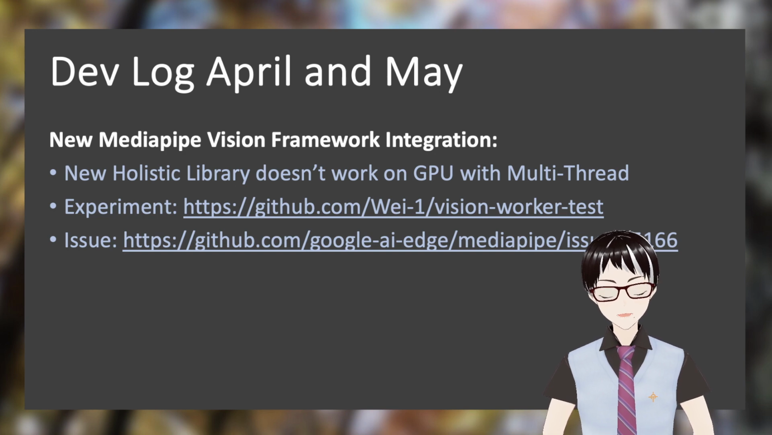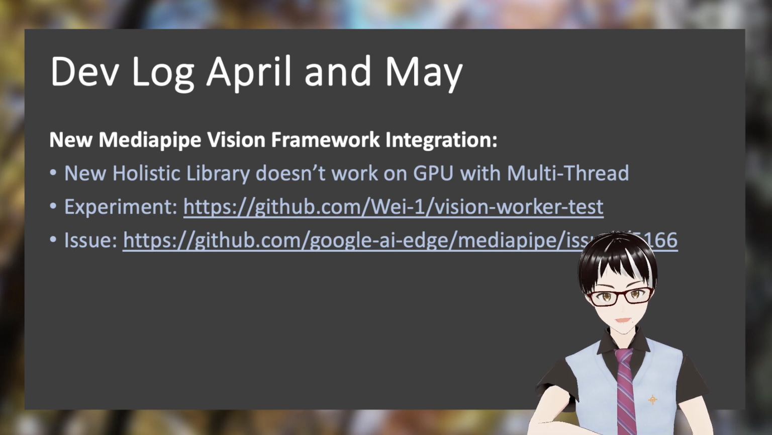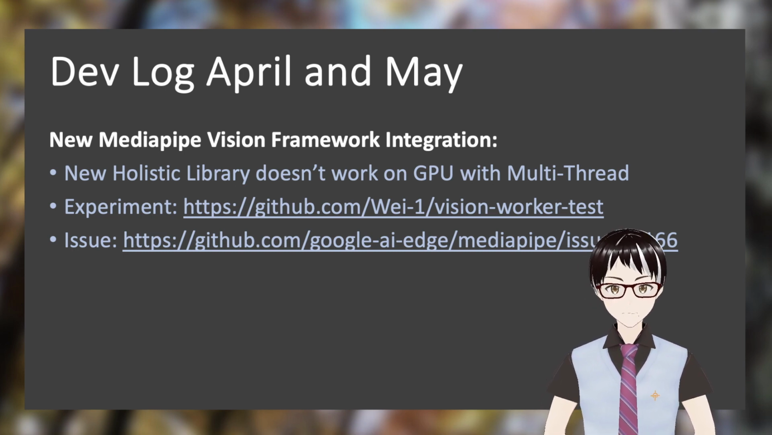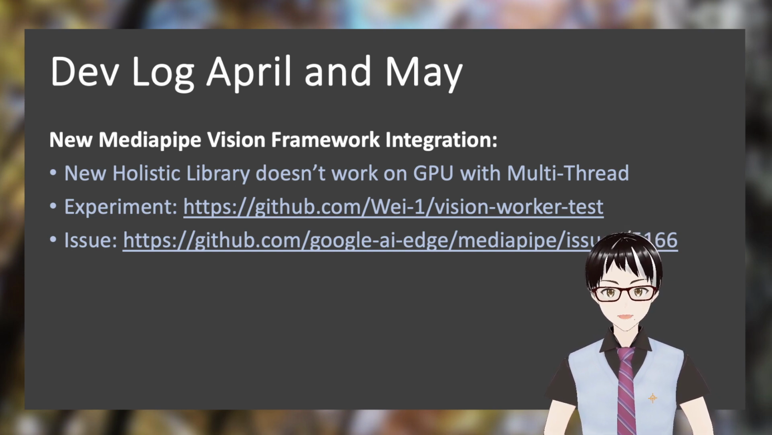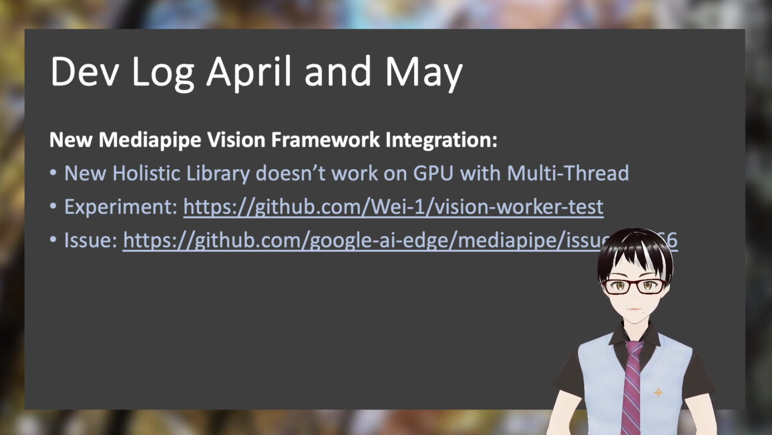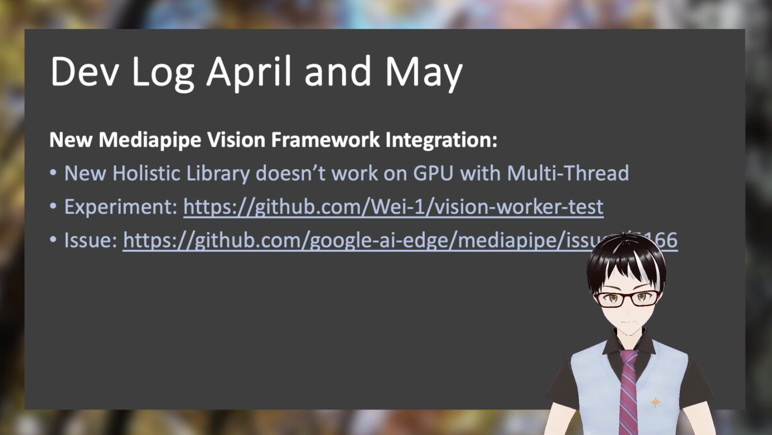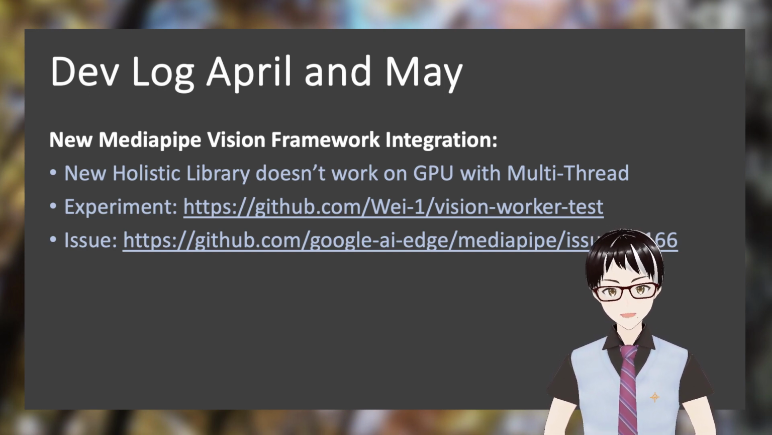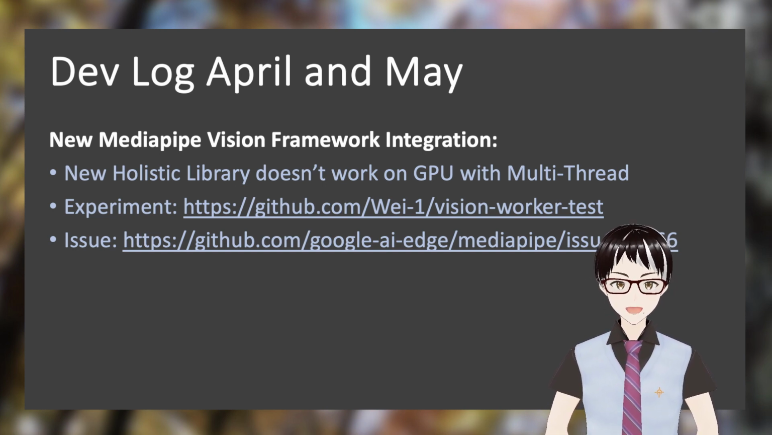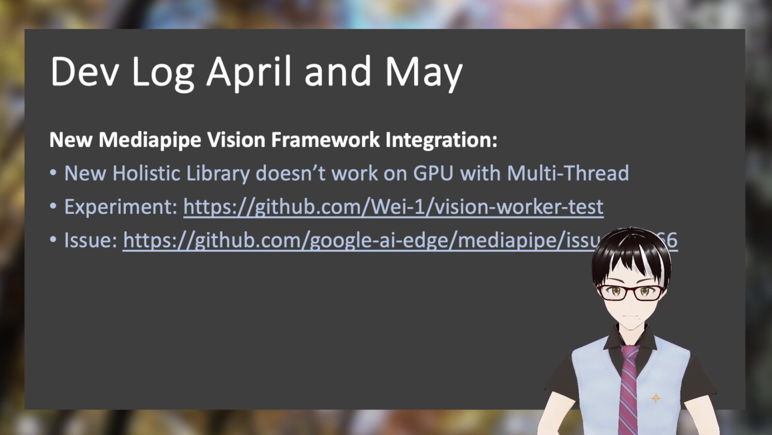We did some experiments, and there is a linked experiment repository that I wrote. In this experiment, we're trying to run these two at the same time. And we found that there is actually an issue that everyone is currently tracking: the new holistic model doesn't really work while we're using multi-thread and running on GPU to get the new 52 blend shapes.